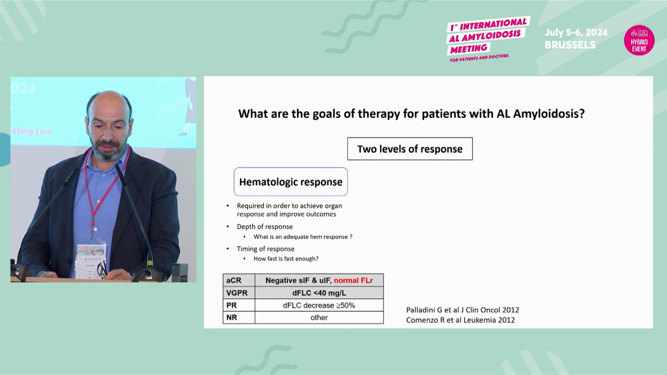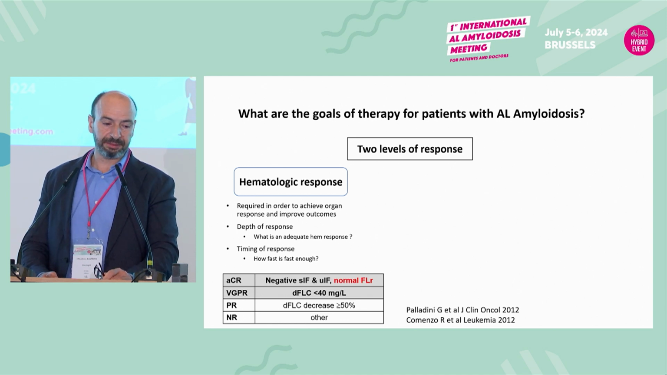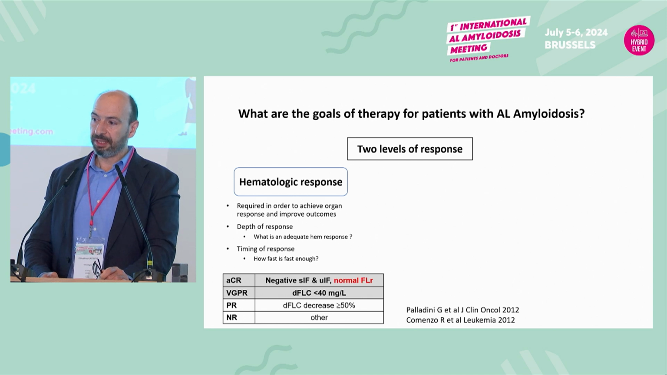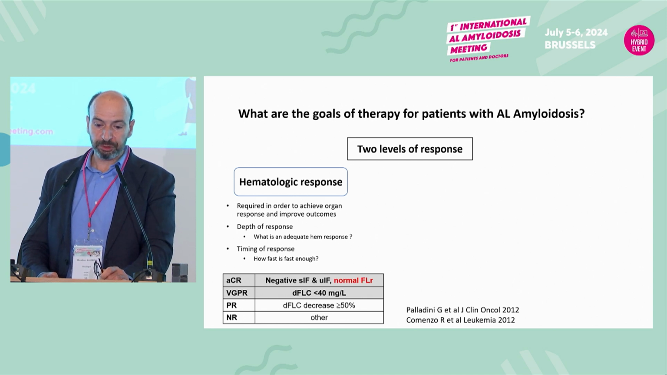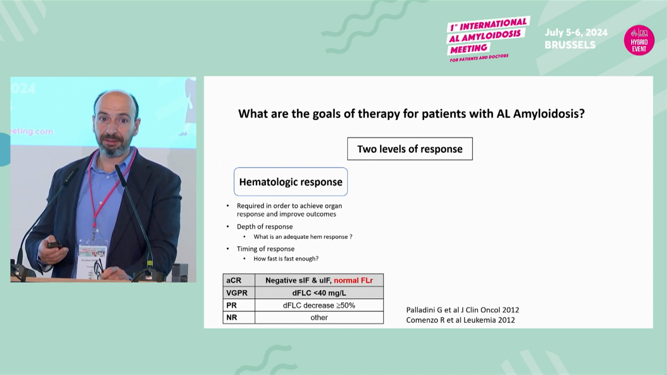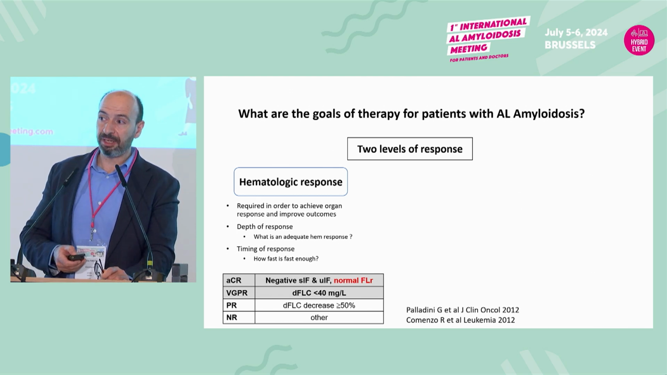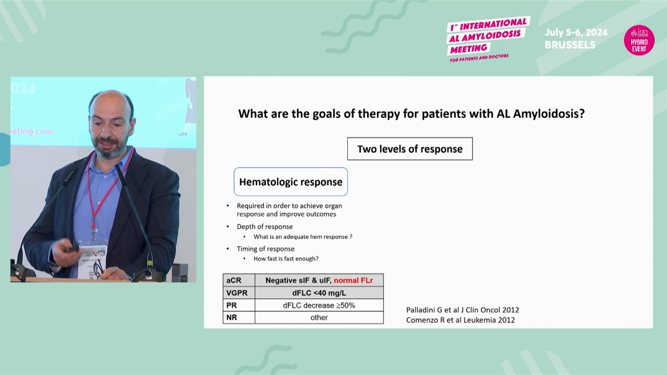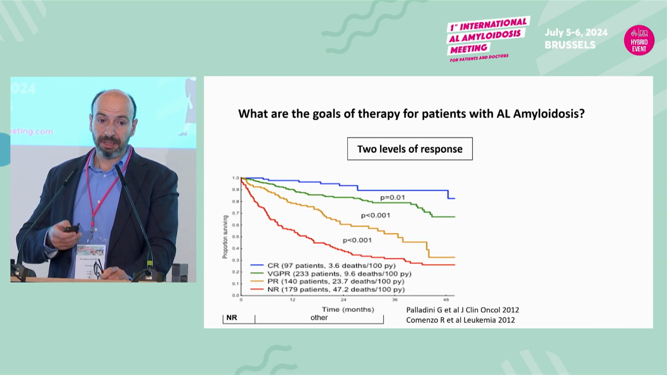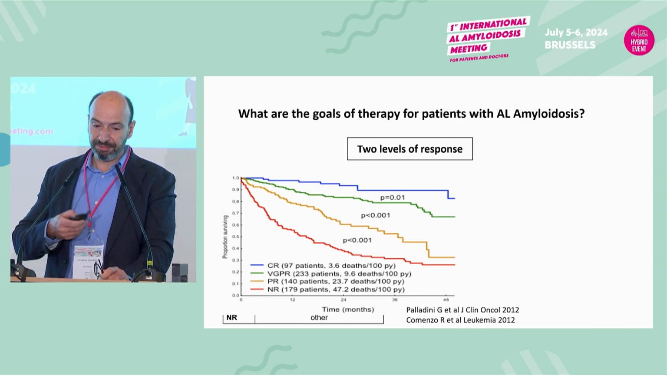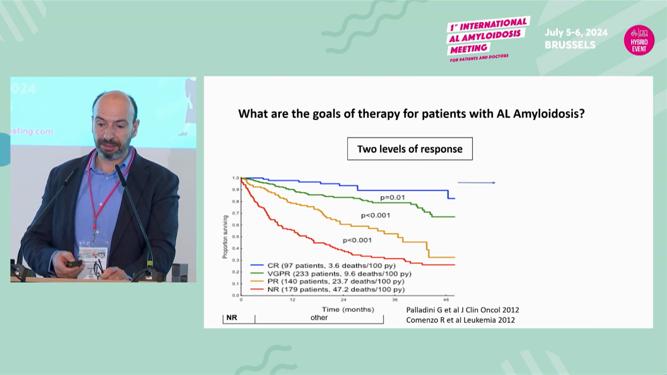We have to remember that the criteria for the hematologic response in AL amyloidosis are different from the criteria that we use in myeloma. We rely a lot on the free light chain measurement. As Arnaud said, there are different methods to measure the free light chains, and we have to be careful in the evaluation. The absolute level of the residual free light chain is very important, because patients that achieve a very deep hematologic response have the best outcome.